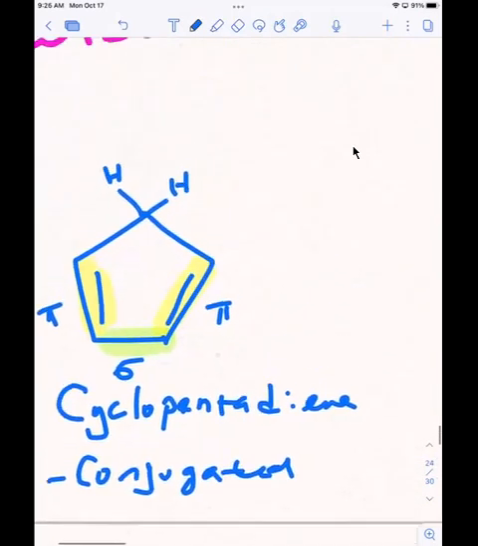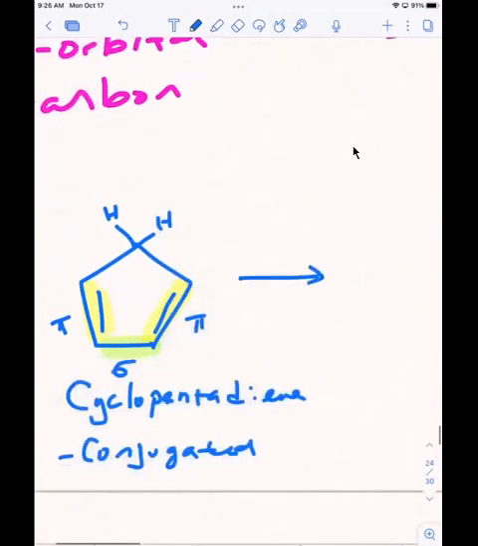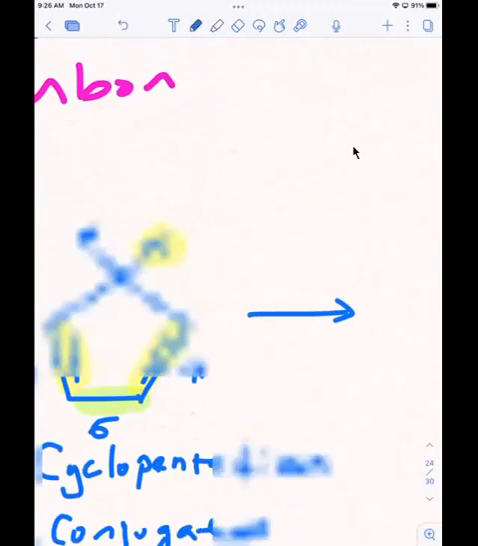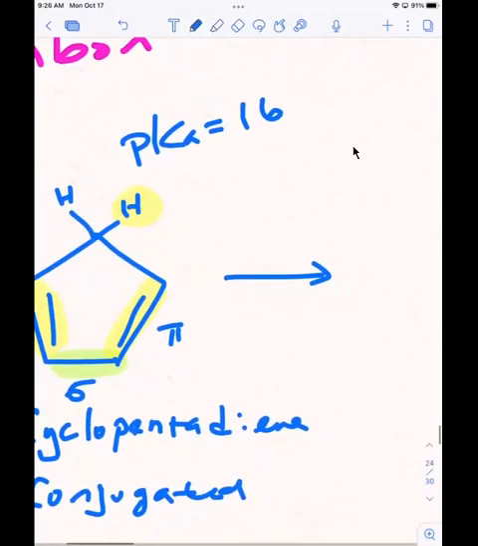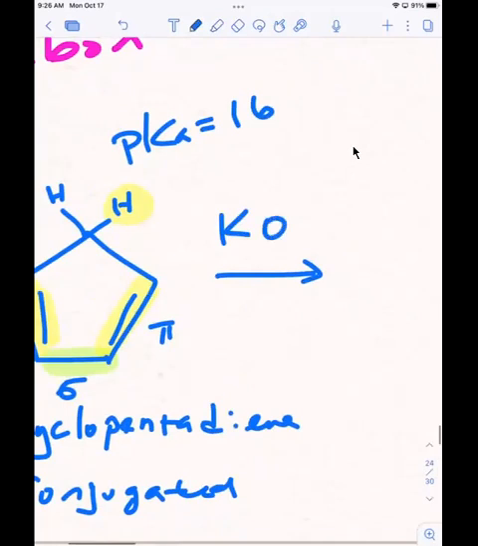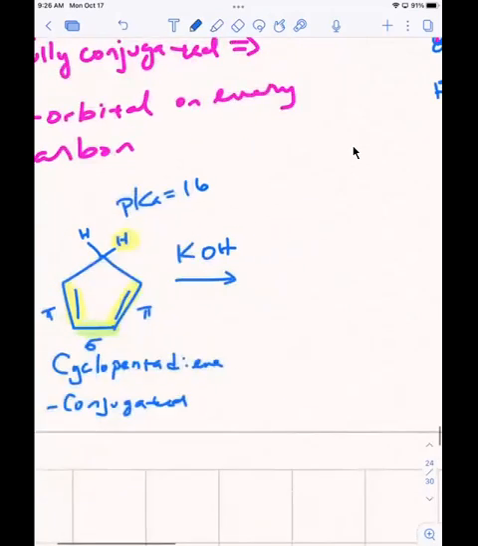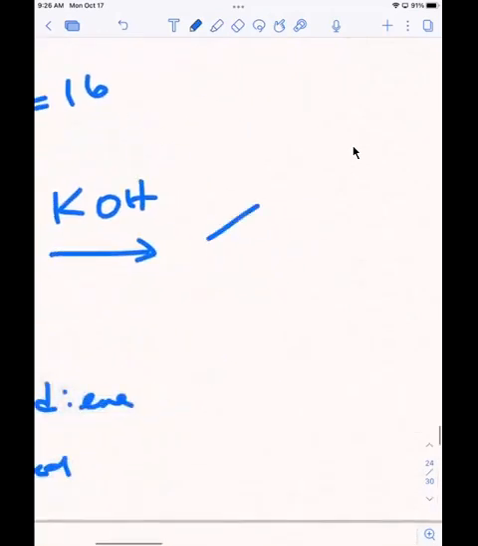And I can even make it fully conjugated. This proton right here has a pKa of about 16, not too bad. So if I react this with a strong base like KOH, I can actually turn this into an anion. Let me do this first.